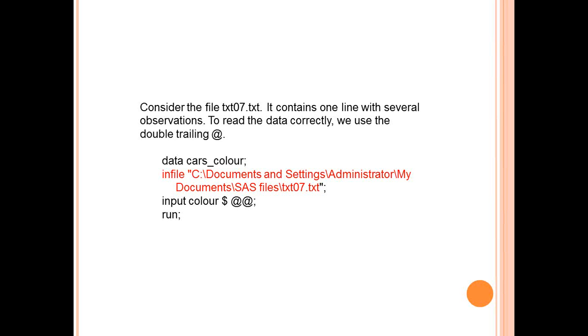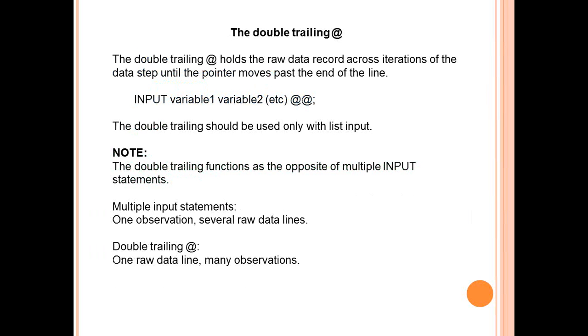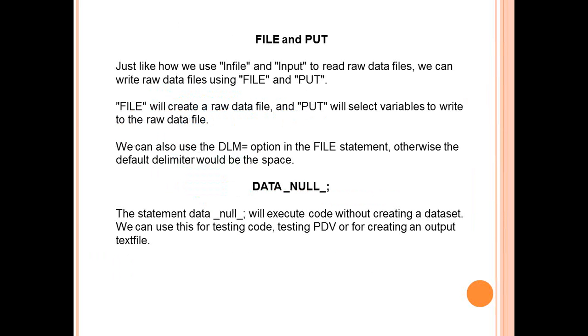Right? So this is how you can use the single trailing and the double trailing. We covered a lot of important topics today, and I would say practice them again and again, because it gets very confusing when you are using Missover, double trailing, single trailing, and how to read the data from the raw data.